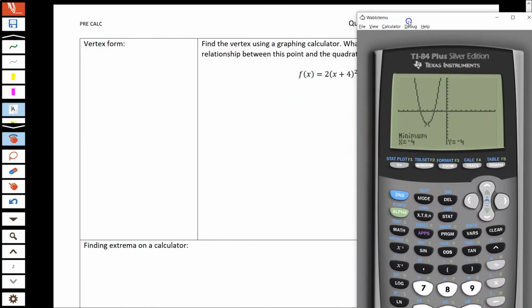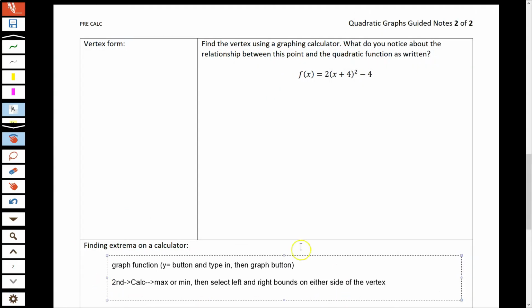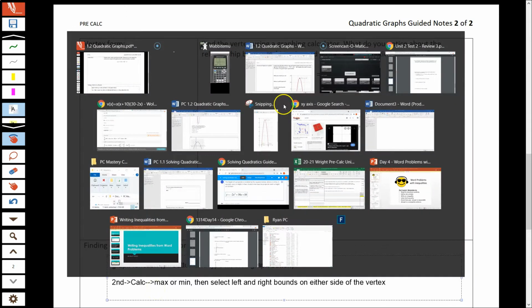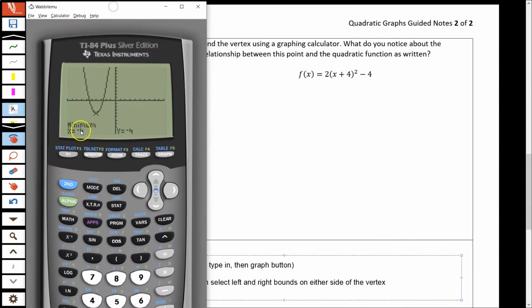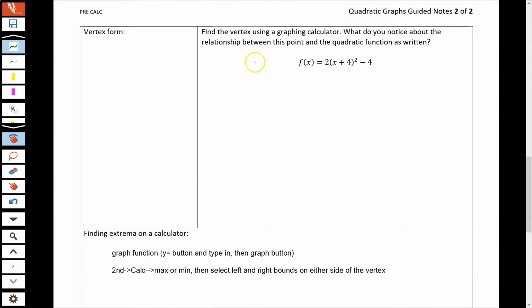Again, the steps are to type it into the grapher, and then second, calc, max or min, and then you follow the prompts. So let's see what the connection is here, right? So my vertex is at -4, -4. Notice my points are -4, -4. I have two 4s that show up in my function.